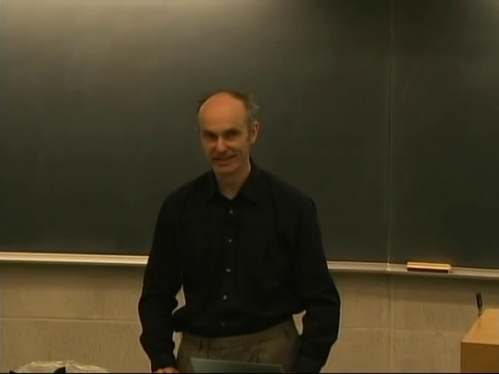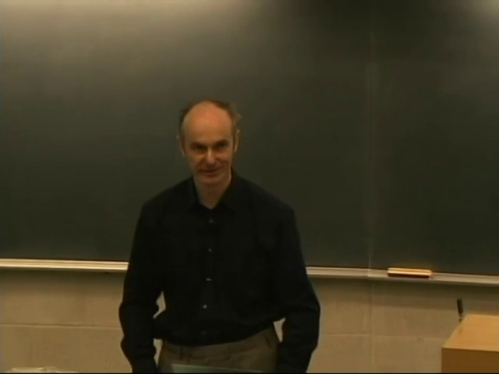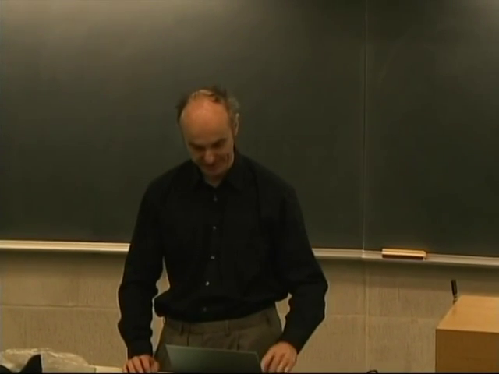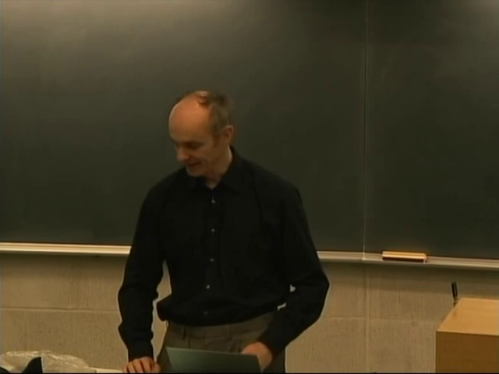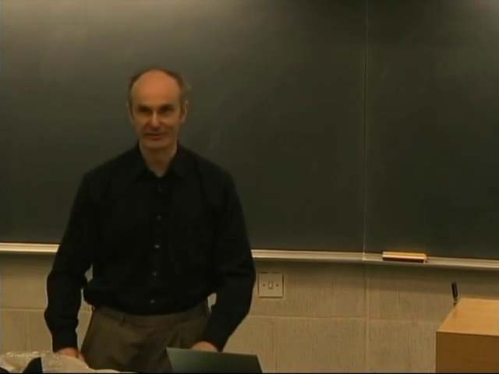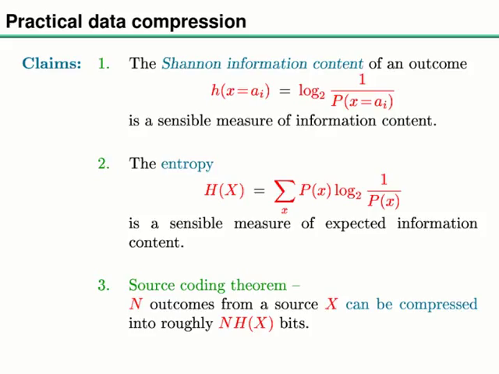Welcome to lecture 5. In the last lecture, we defined symbol codes and we asked theoretical and practical questions about symbol codes. And that gave us even more evidence for these claims, which we've now proved sufficiently. I'm going to take them as true. So the claim was that the right way to measure information content is with log base 2 of 1 over p of an outcome. And that is not only a sensible measure of information content, it is how many bits you should expect to be able to encode that outcome into if you're using a good compression method.